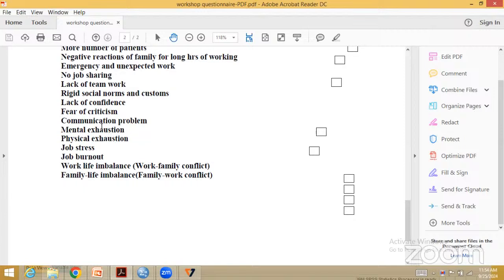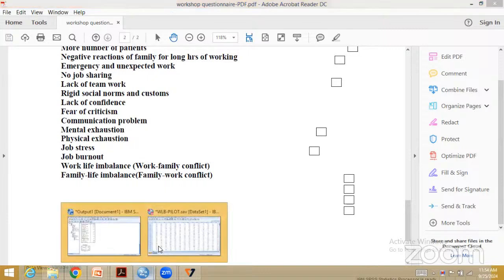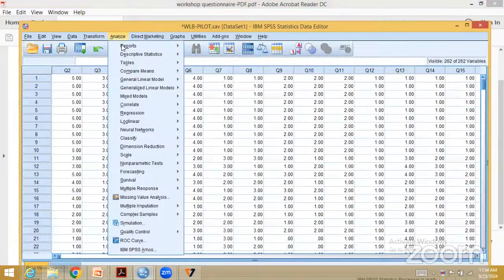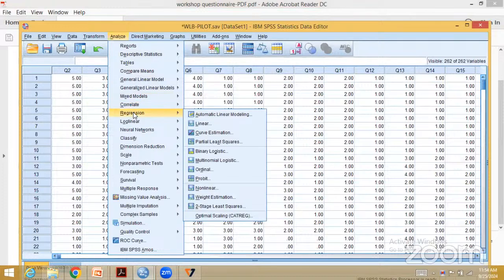And what is the hypothesis here? There is no significant dependence between job stress and mental exhaustion. There is no relationship between these two. This is our null hypothesis. And how is this null hypothesis to be tested? See, take Analyze, Regression, Linear.